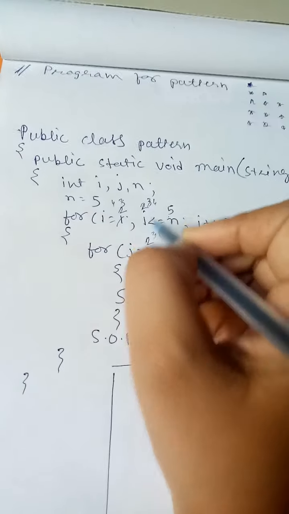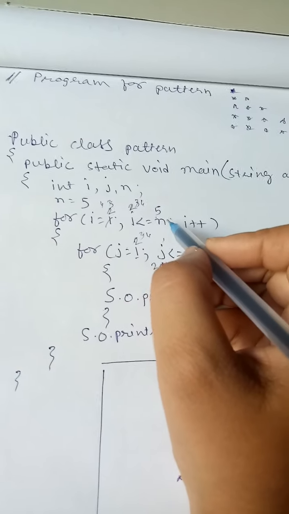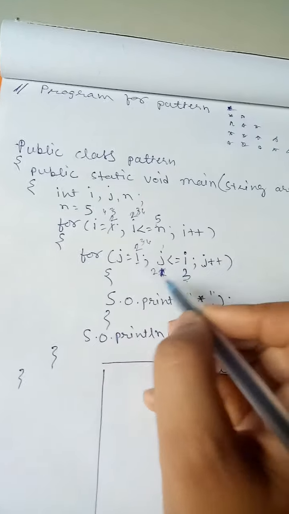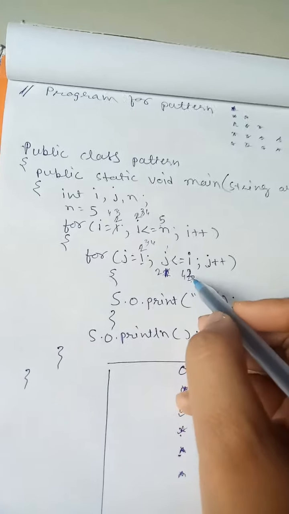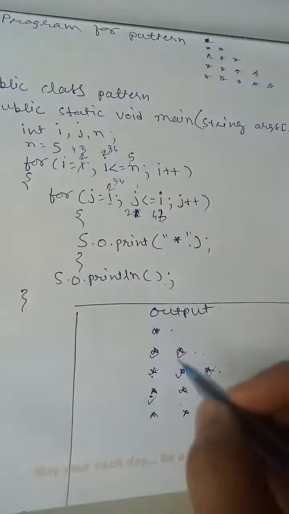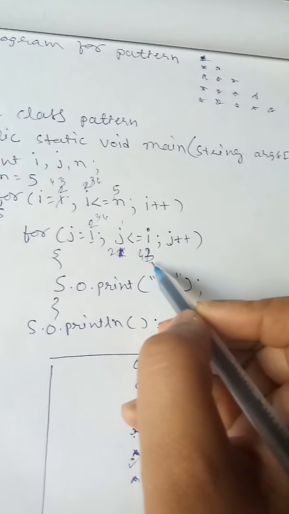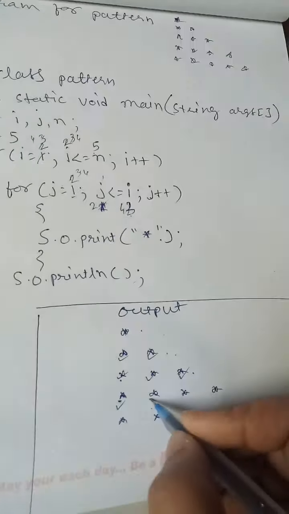Let's check 4 is less than or equal to 5. Yes, condition is true. So we will move to the j block. Again it will start from 1. So it will first check 1 is less than or equal to 4. Yes, so it will display 1 star. Then it will update and become 2. It will check 2 is less than or equal to 4. Yes, so it will display one more star.